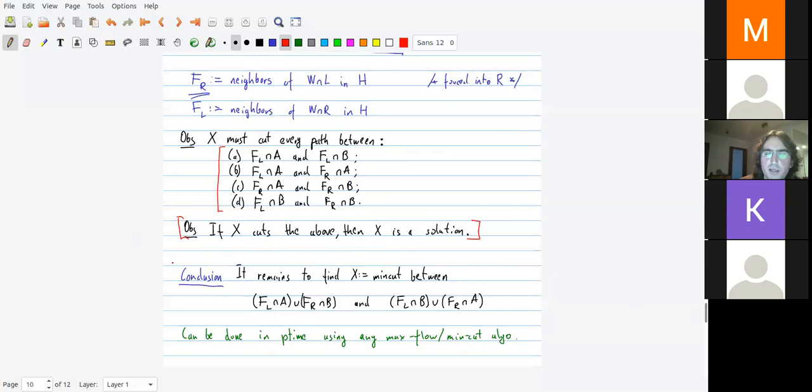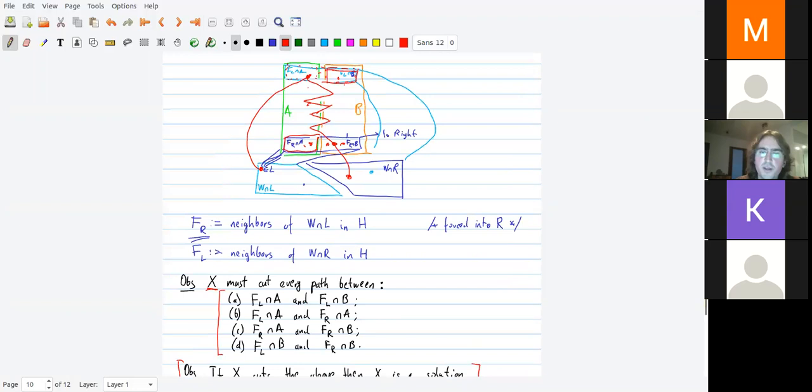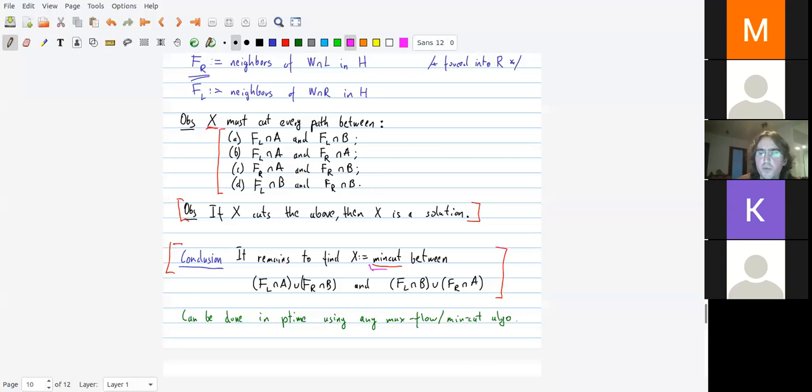But the conclusion now is that we are left with the problem of finding the smallest possible set X that is a minimum cut between this pair of sets on one side and this pair on the other side. Because cutting all the paths in those four pairs means exactly cutting all paths between this pair of sets and that pair of sets. And this is a minimum cut problem. So it can be solved in polynomial time because I can just run the max flow algorithm.